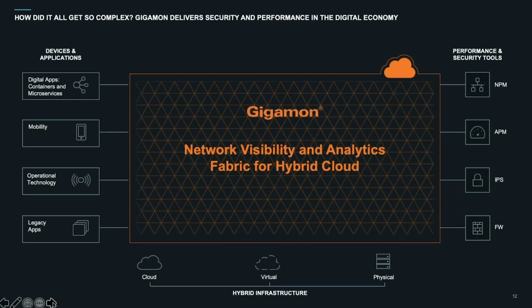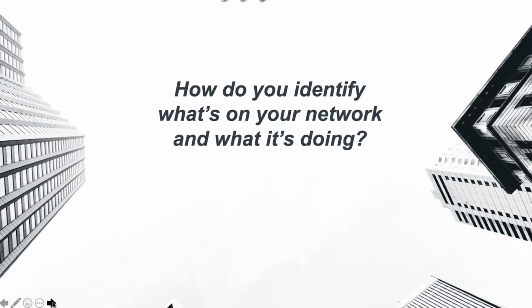Okay, so that's a little bit about Gigamon and the network visibility and analytics fabric. At the end of this session, if people have specific questions, we can talk about those, or I can get you in contact with some of our specialists here who can answer any particular questions that you've got. But right now, I want to go a little bit deeper and start to look at how do you identify what's going on in the network and what it is actually doing.